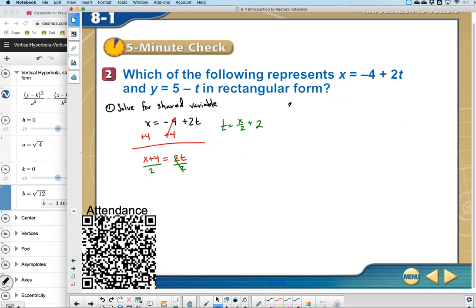Step 2 is we substitute this. So I'm going to substitute what we just got into the second equation. y equals 5 minus, and instead of t, I will substitute what we just discovered, t equals x divided by 2 plus 2. Step 3, we simplify this.